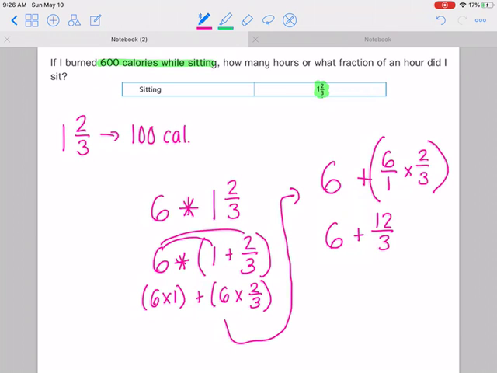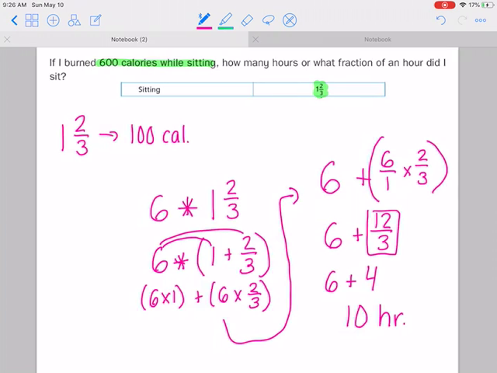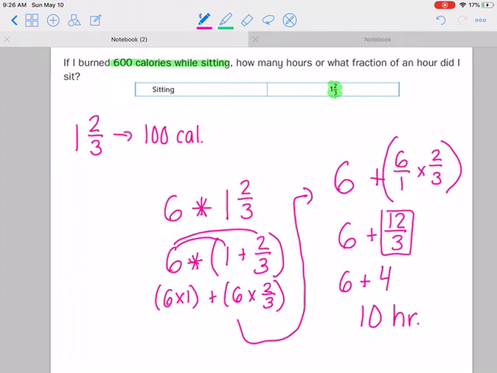12/3. Well, I know I could change 12/3 to a whole number, right? Because 12 is a multiple of 3, and 3 times 4 is 12. And my answer is 10. It would take 10 hours of sitting down to burn 600 calories. So we already know that that's not a very good form of exercise for burning calories.